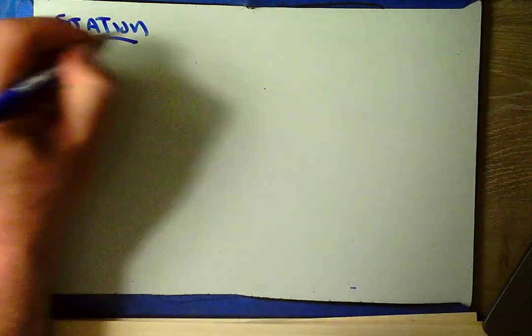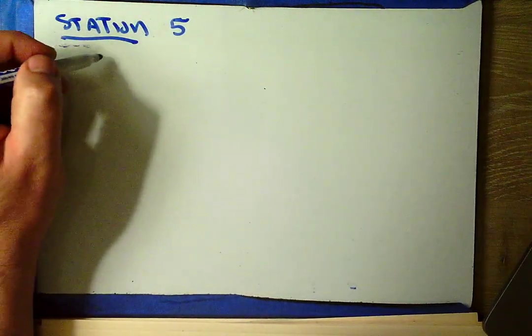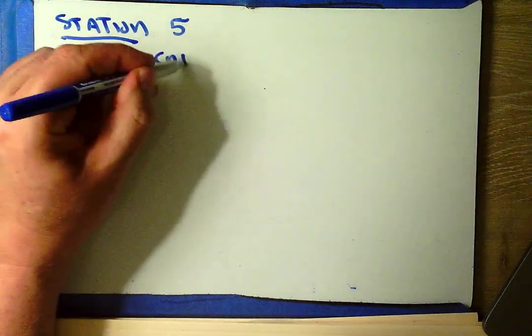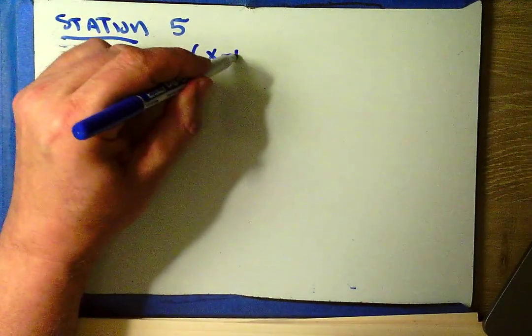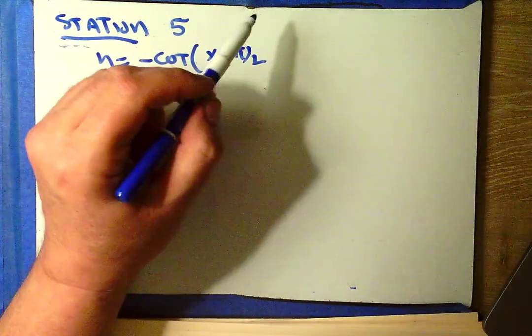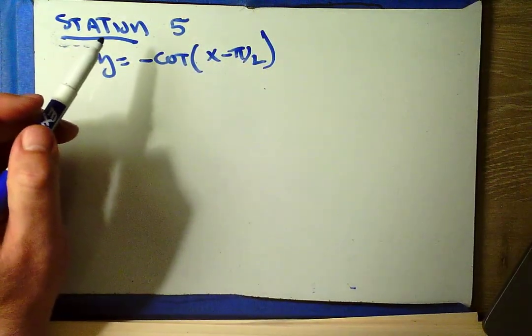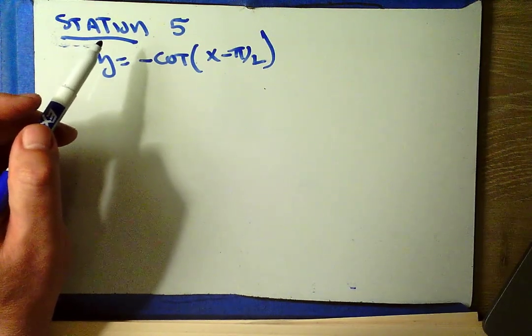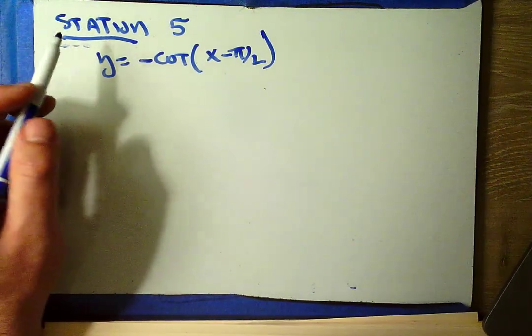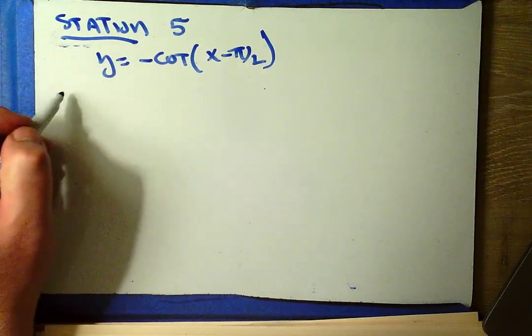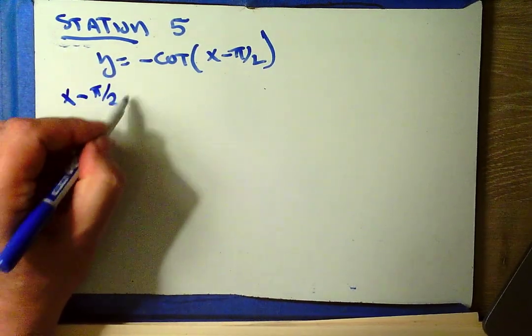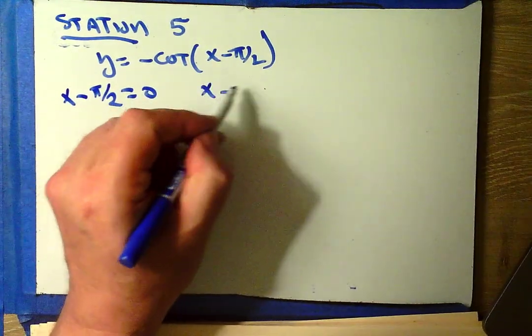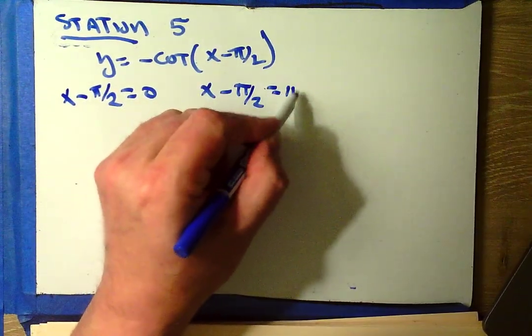Station 5 is another graphing problem. This time we're graphing a cotangent. We've got y equals negative cotangent of (x minus pi over 2). Well, remember, with cotangent, we don't set the argument to 0 and 2 pi. The period for cotangent is only pi. So we're going to set the argument x minus pi over 2 equal to 0 and x minus pi over 2 equal to pi.